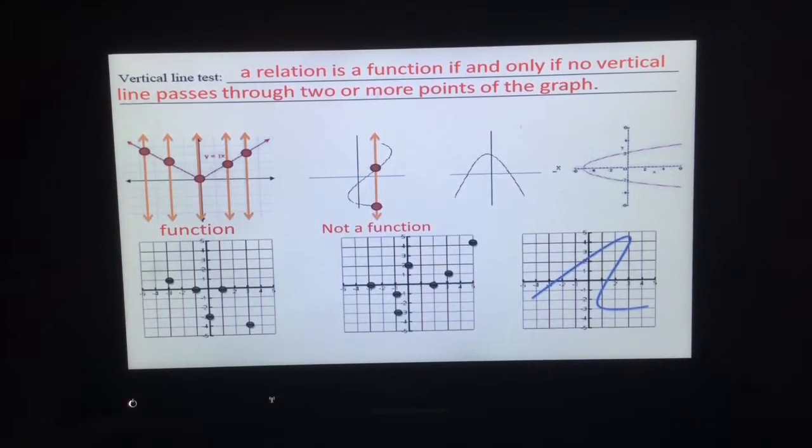All right. Now, I remember about 3 years ago, one of my students says, why does the vertical line prove that it's not a function?